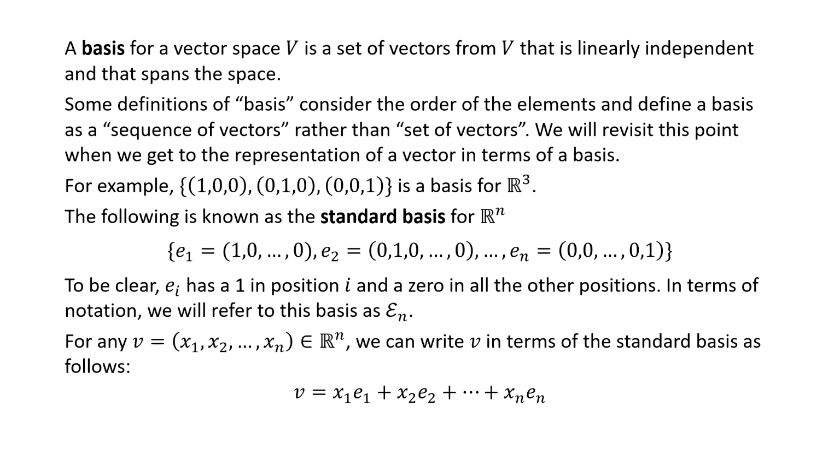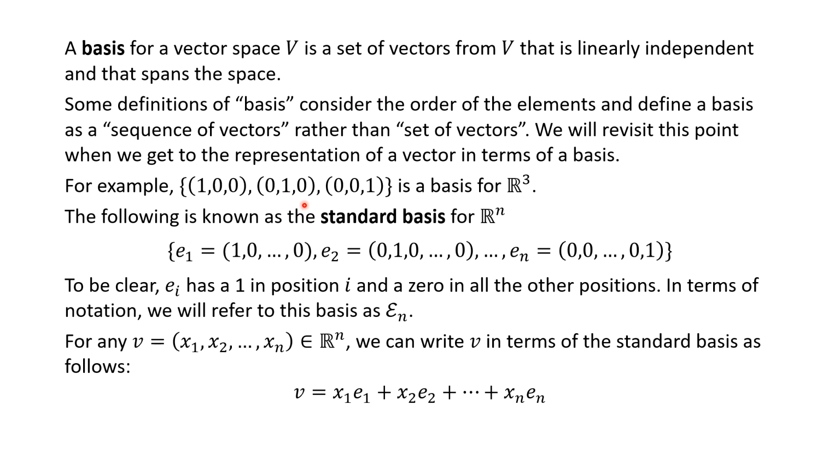As I mentioned on the previous slide, and I'll repeat it here, a basis for a vector space is a set of vectors from the vector space that is linearly independent and that spans the space. Some definitions of basis will actually also talk about the order, and they'll say if you have the same set of vectors but in a different order, then you have a different basis. That has some implication on how you represent other vectors in terms of the basis, but we'll get to that level of detail later.